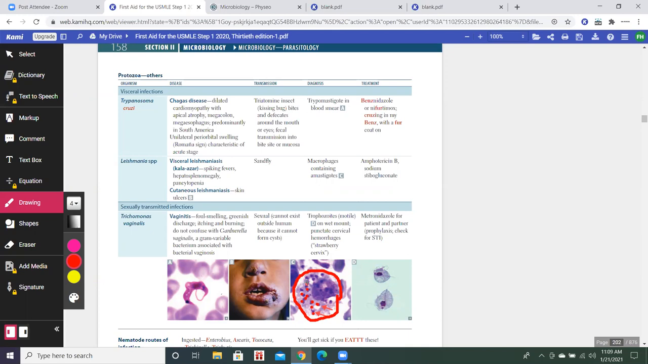Which other organism has a tendency of surviving inside the macrophage or hiding in the macrophage? Histoplasma, and Brucella, very good. And now you have leishmania. So the macrophage will contain the amastigotes. Coxiella burnetii is not that high yield, so we'll talk about histoplasma, Brucella, and leishmania. The treatment for these patients is amphotericin B or sodium stibogluconate.